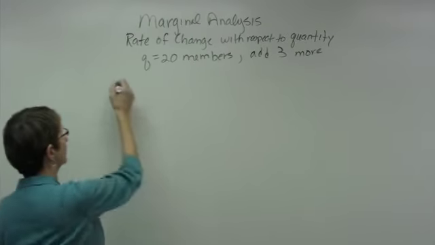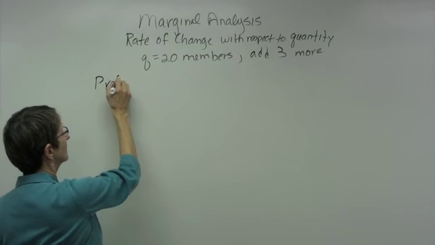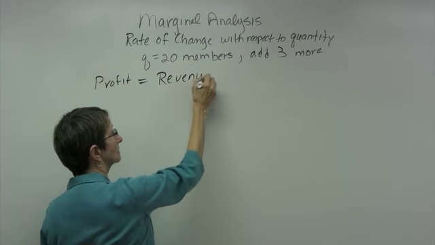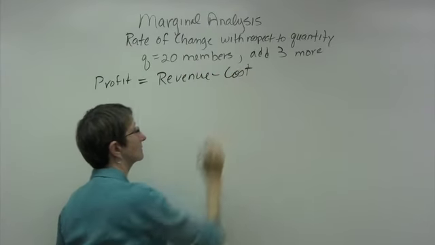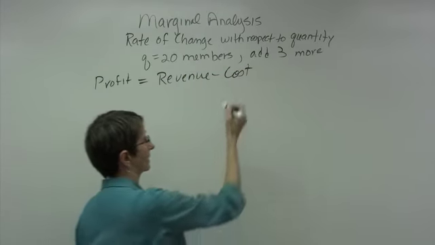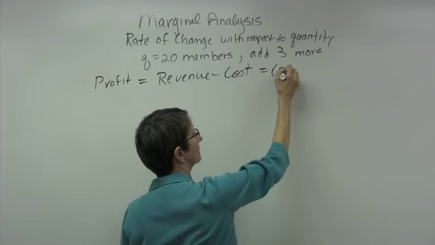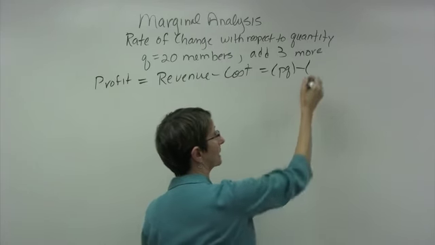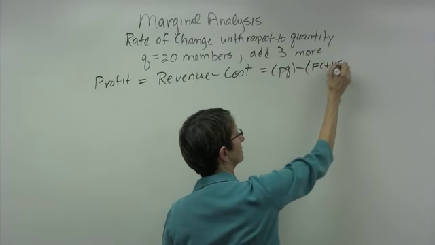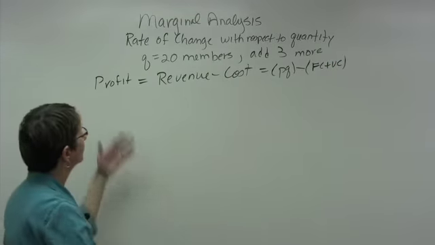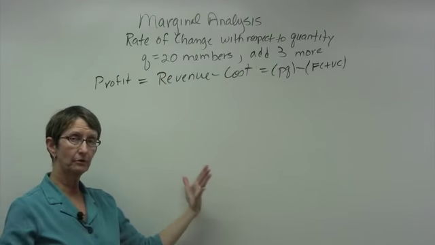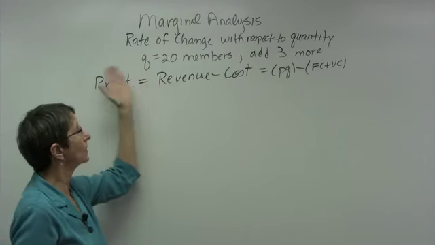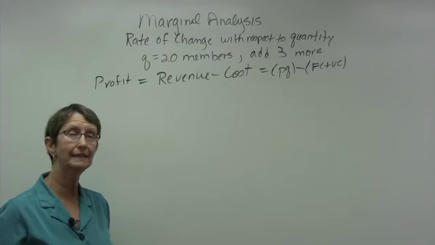So we need a profit equation. Profit is revenue minus cost. Revenue is price times quantity. Cost is fixed cost plus variable cost. So we need to try to put all this together in a profit equation, and then we'll find the rate of change of the profit with respect to quantity.